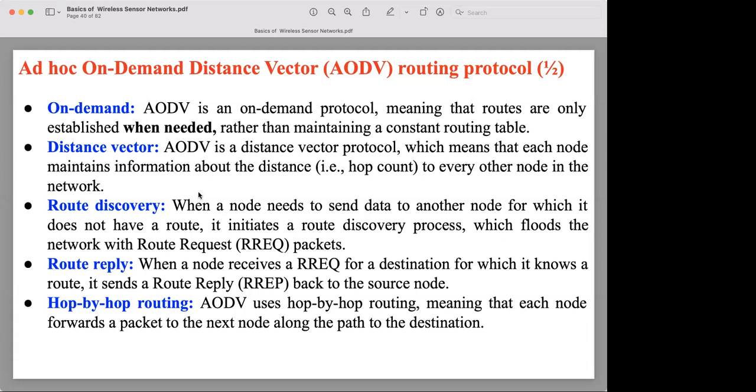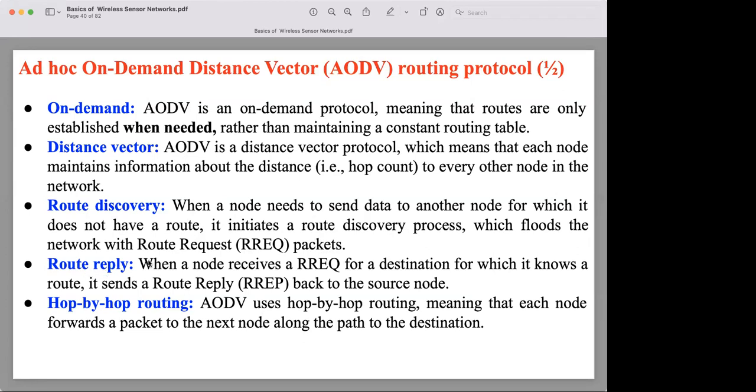And how can they make the path? They use these types of packets and messages. So here, very first, route discovery comes into the picture. When a node needs to send data to another node for which it does not have a route, it initiates a route discovery process which floods the network with route request packets or route request messages. So whenever you have the information, you flood the route request message. Whatever neighbors are there, they receive your route request message.